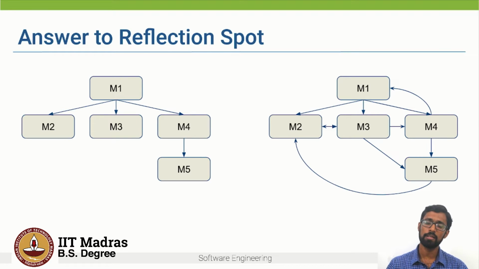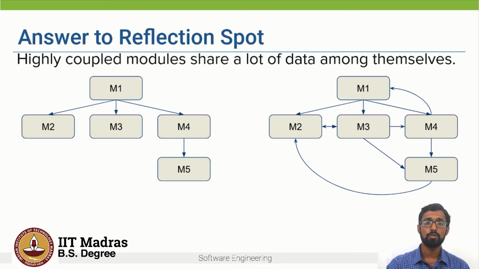So what does this mean? This means that many modules are sharing a lot of information with each other. In such situations, we say that the modules are tightly coupled or highly coupled. Tightly coupled modules share a lot of data among themselves. If you see the figure on the right, M2, M3, M2 and M5, M3, M4, M5, all are sharing a lot of data or information among themselves.